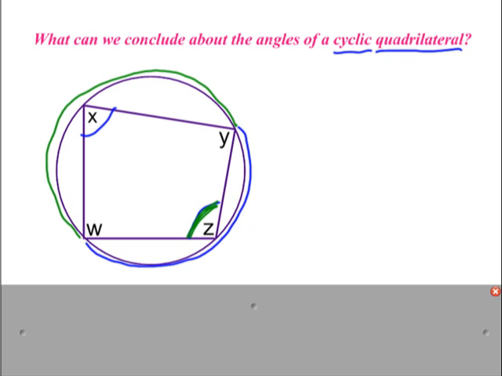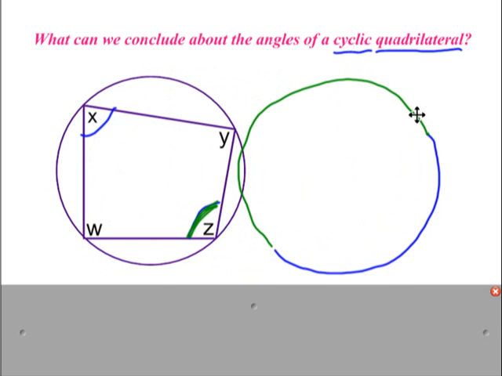what I do notice is that those two arcs together, this blue one and this green one, make a circle. Right? They make a circle because they meet at the same point here, at W and Y. So if the two combine, they cut out one complete circle. The green arc and the blue arc together are going to make a circle. Well, if they make a circle, what does that measure?